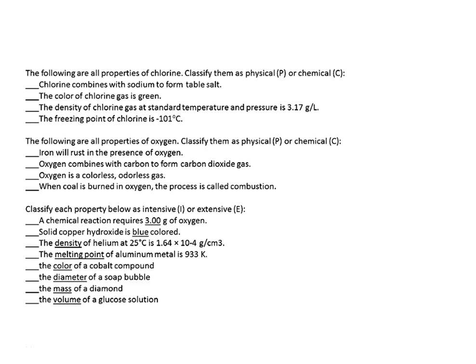Okay, so the following are all properties of chlorine. Classify them as physical or chemical. Chlorine combines with sodium to form table salt. That is a reaction, which means that is a chemical property. Color is green. Colors are physical properties. So I'm going to put a C on the first one, we're going to put a P on the second one. That's a physical property.